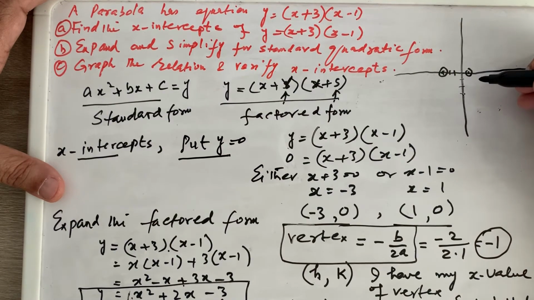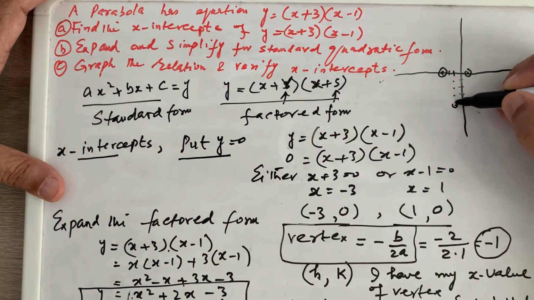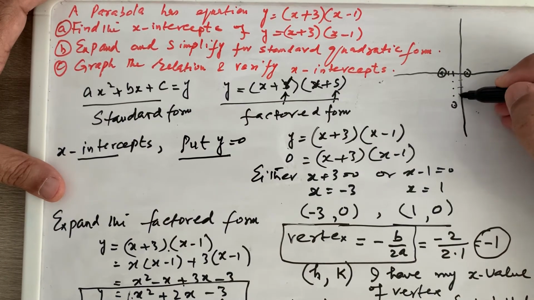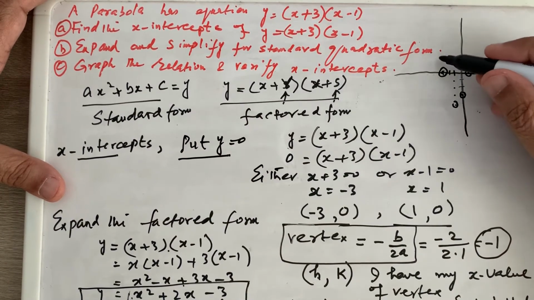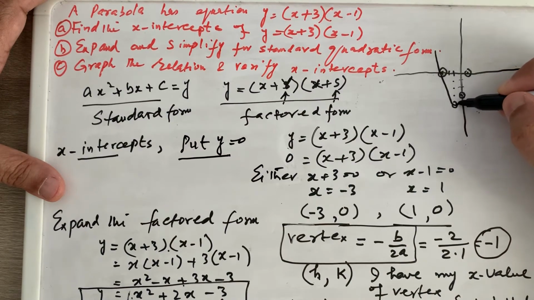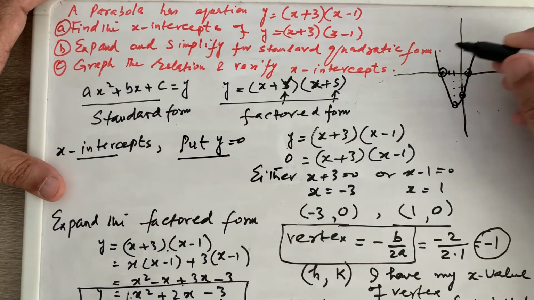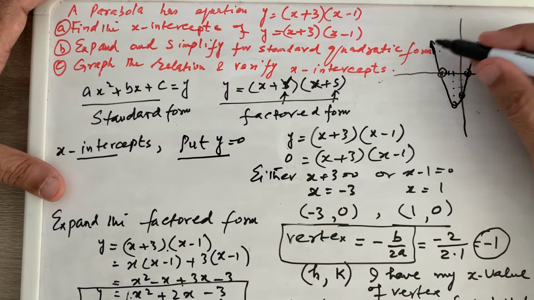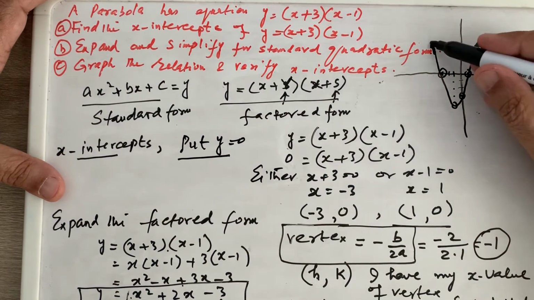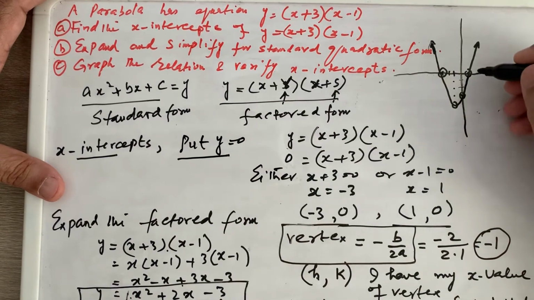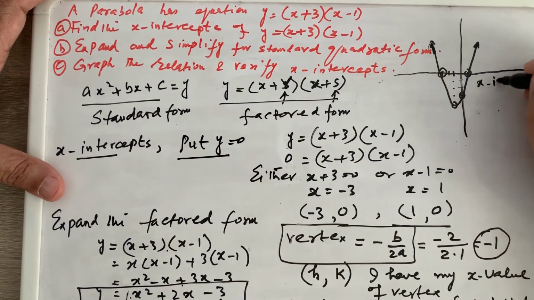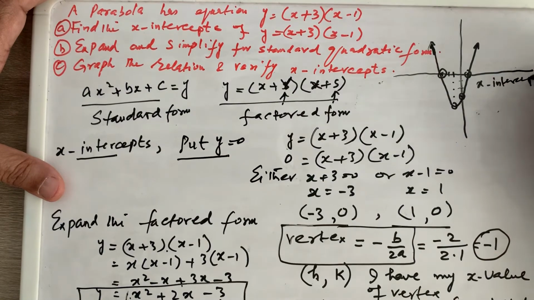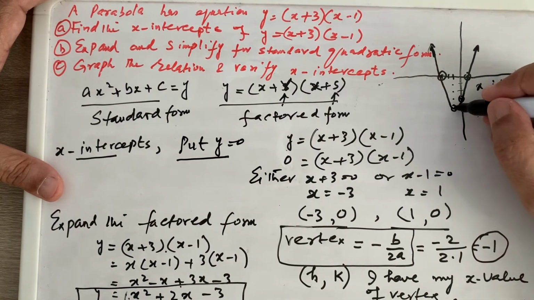Graph is passing through vertex, which is minus 1 and minus 4. So minus 1 and minus 4 will be 1, 2, 3, 4. So graph is passing through here. That means graph is passing through here, right? So that means my parabola is right here, and then I make the 2 arrows that it's going to infinity, right? So this is my parabola for the equation. How did I draw it? With the help of x-intercepts, y-intercepts, and vertex.